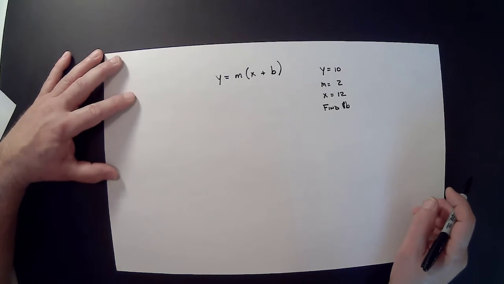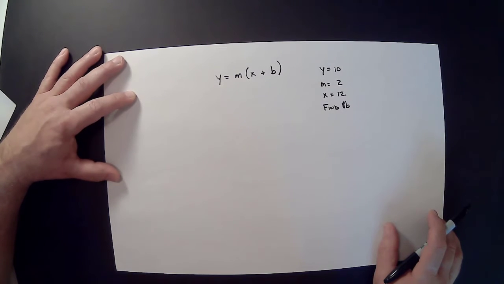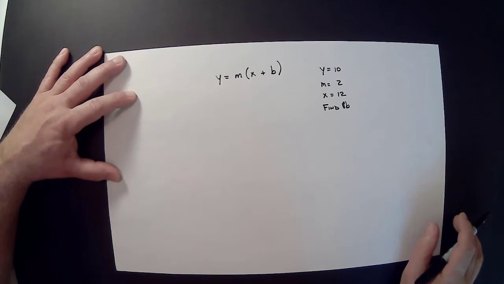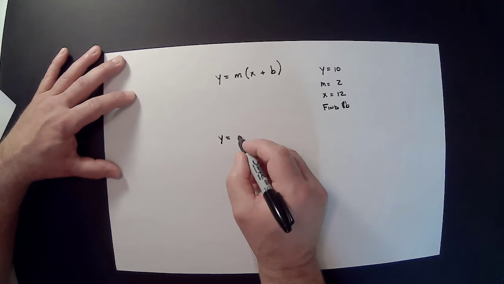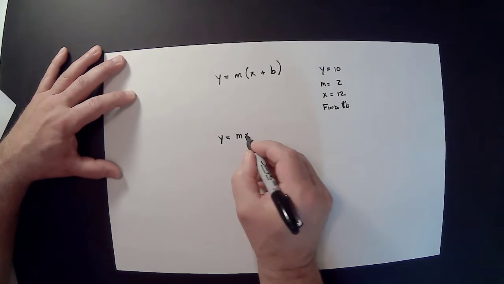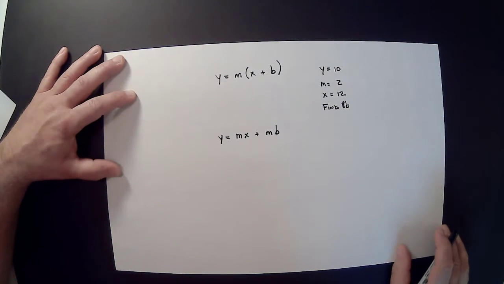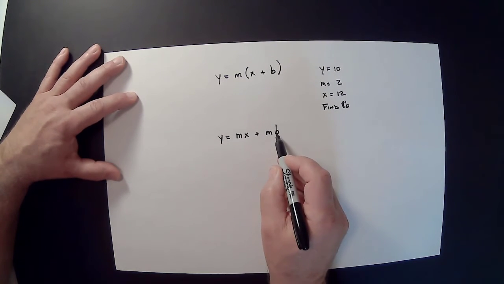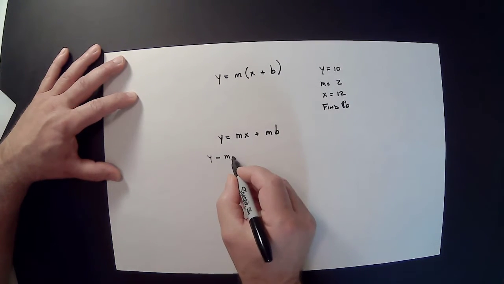Now, this is not the equation for a straight line that you're used to, y equals mx plus b, because of these parentheses that include the quantity x plus b. So the first thing I will do is use the distributive law to get rid of the brackets. And now my goal is to get b by itself. So I subtract mx from each side.